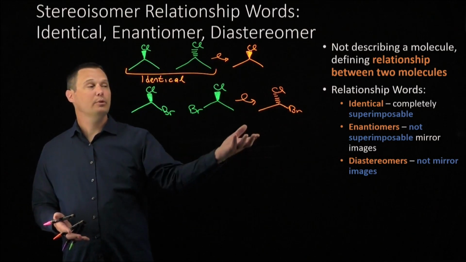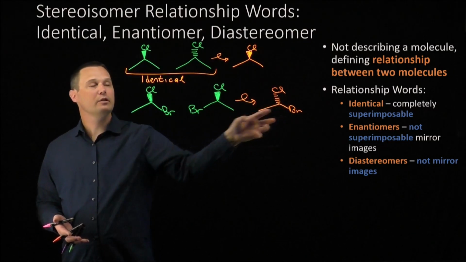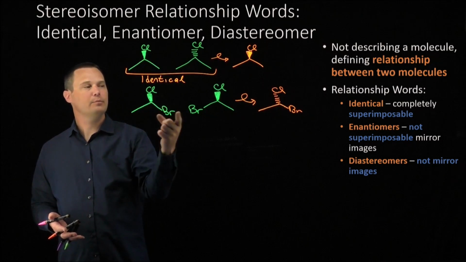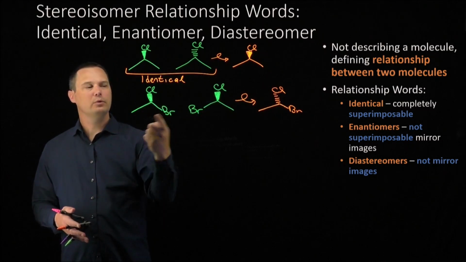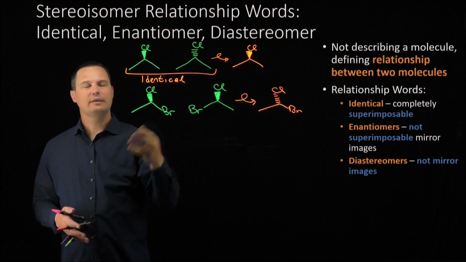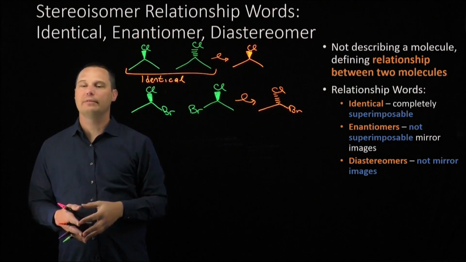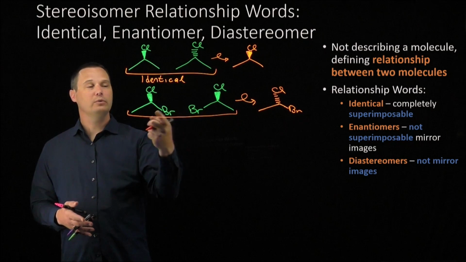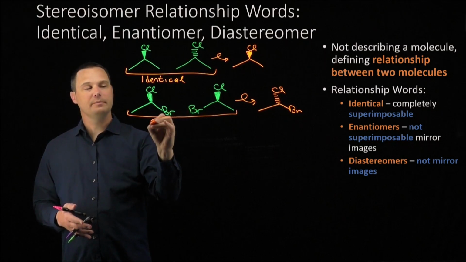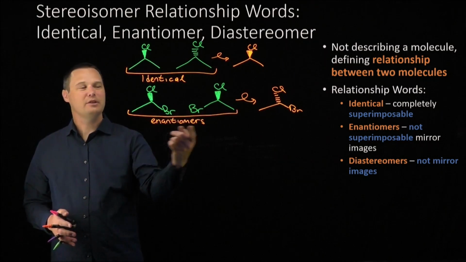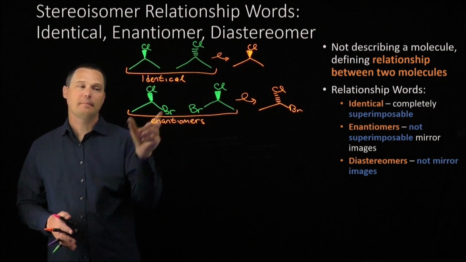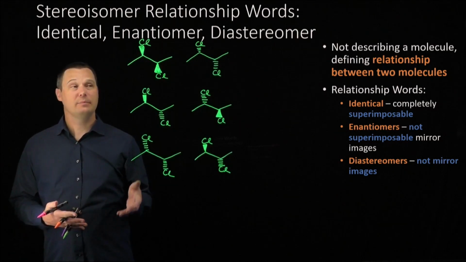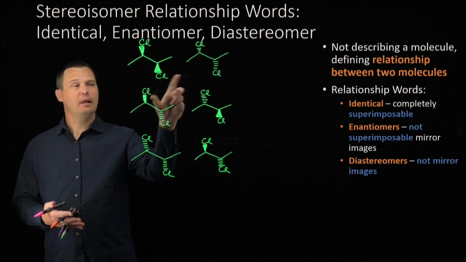Now if I try to superimpose these molecules, if I pick up this version of the molecule and lay it over top, the carbon and the bromine are in the same orientation, but now the chlorines are in the wrong orientation. These molecules are mirror images, but they are not superimposable in any rotation or flip. When the relationship between two molecules is non-superimposable mirror images, these molecules are enantiomers. Enantiomer comes from the Greek words enantios, meaning opposite, and mer, meaning part. Opposite parts.